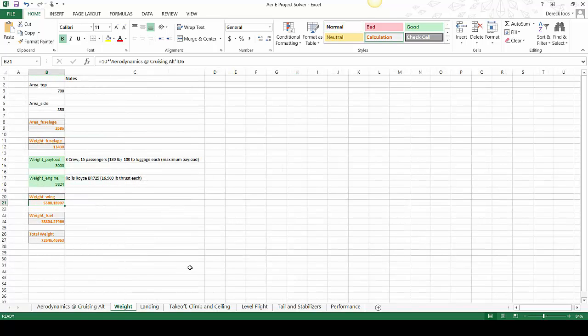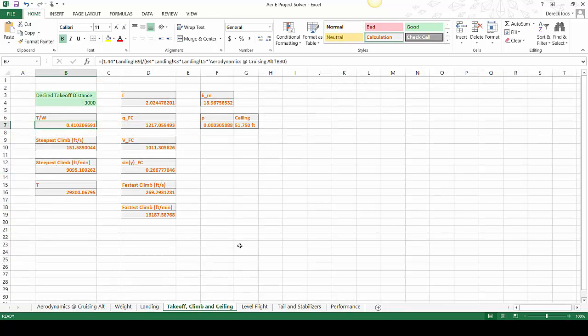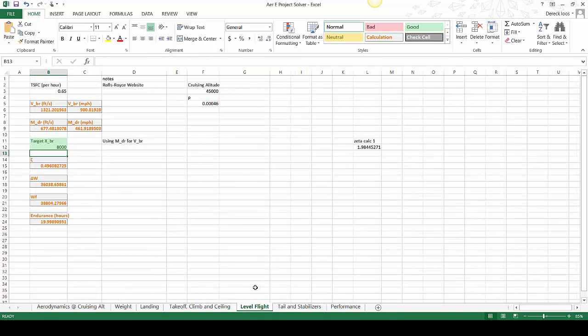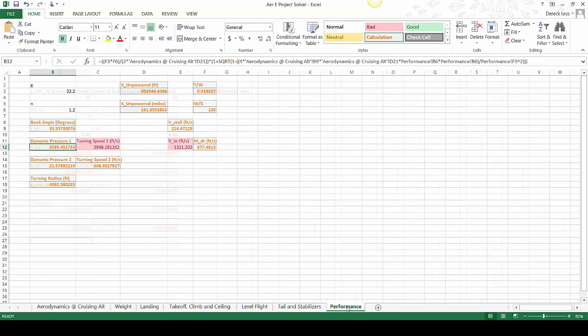Pause. Landing. Pause. Takeoff, climb, and ceiling. Pause. Level flight. Tail and stabilizers, and performance.